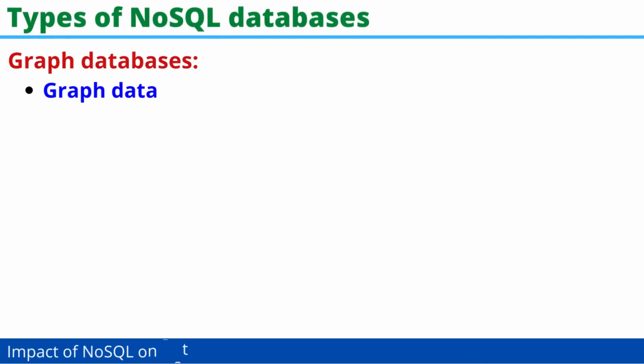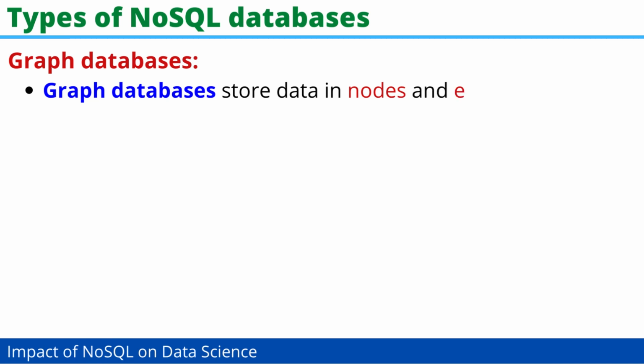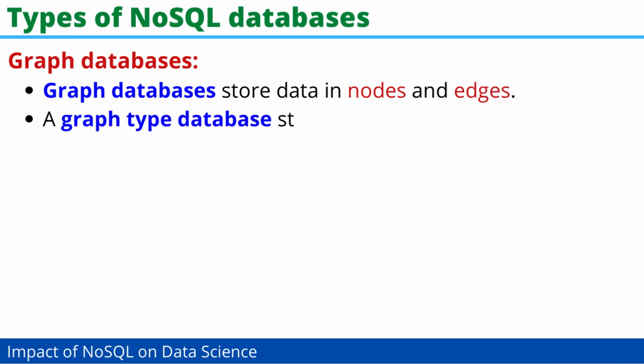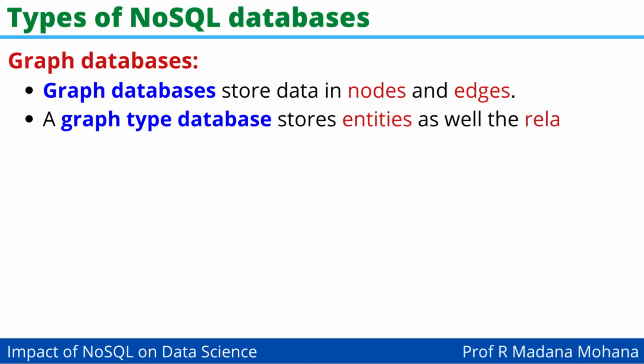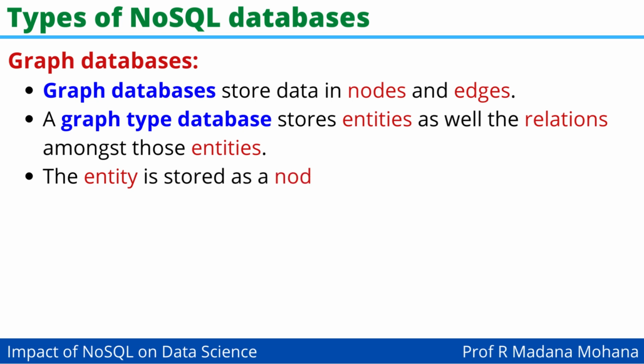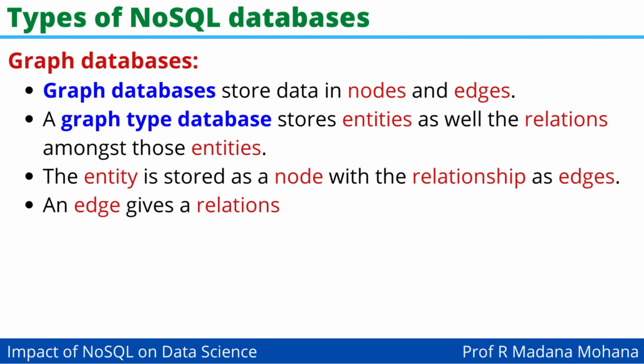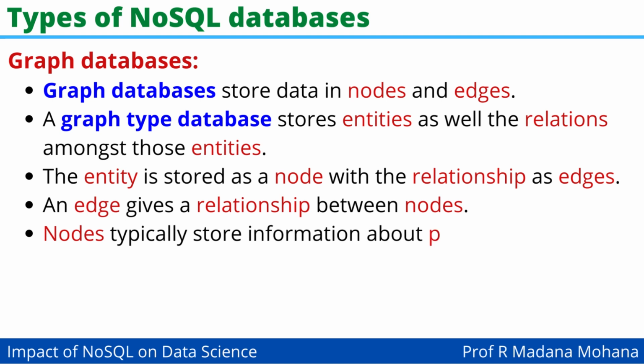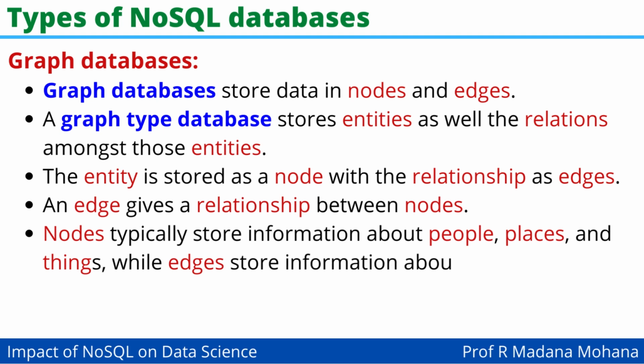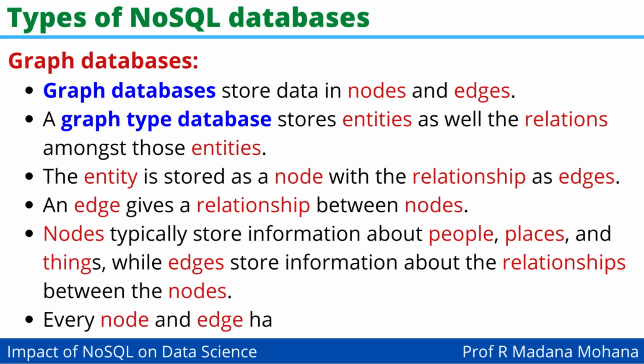Then coming to the next type of NoSQL database, graph database. Graph databases store data in nodes and edges. A graph type database stores entities as well as the relations amongst those entities. The entity is stored as a node with the relationship as edges. An edge gives a relationship between nodes. Nodes typically store information about people, places, and things, while edges store information about the relationships between the nodes. Every node and edge has a unique identifier. This is graph database.